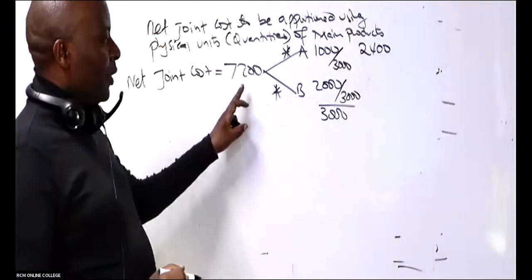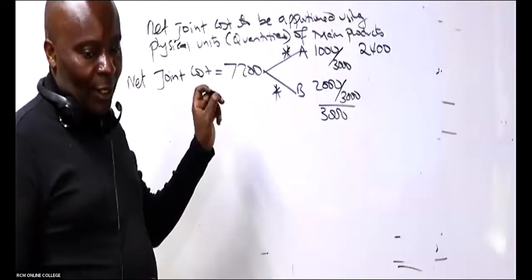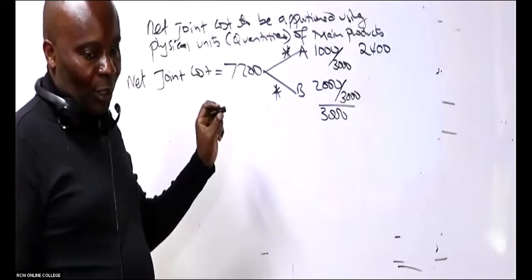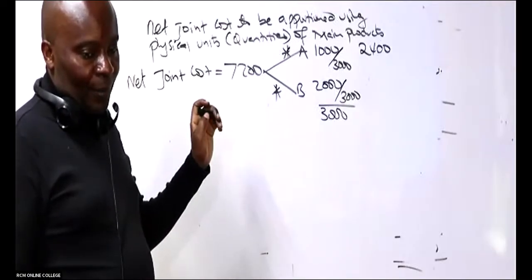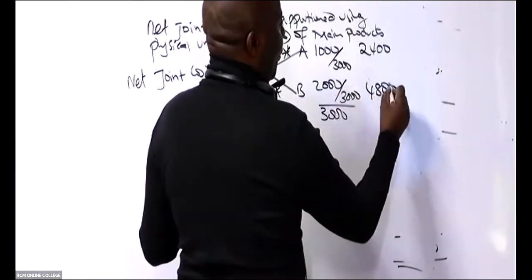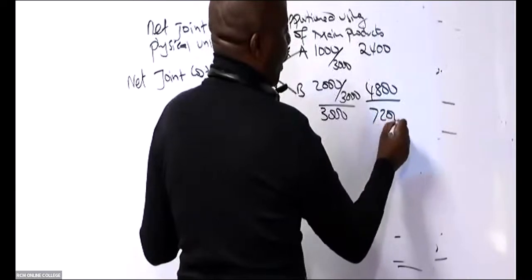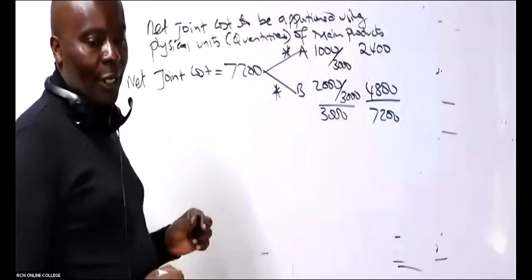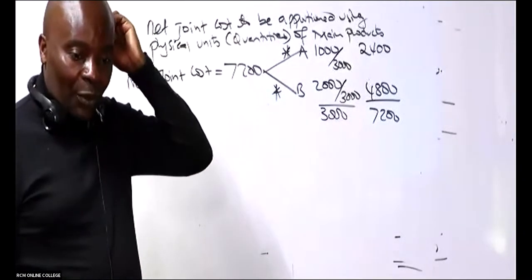How about 7,200 times 2 over 3? That is 4,800. If you add the two, of course, you'll end up getting 7,200.